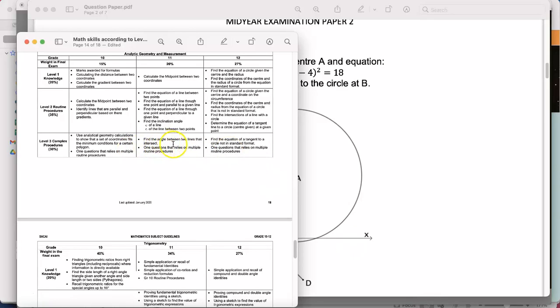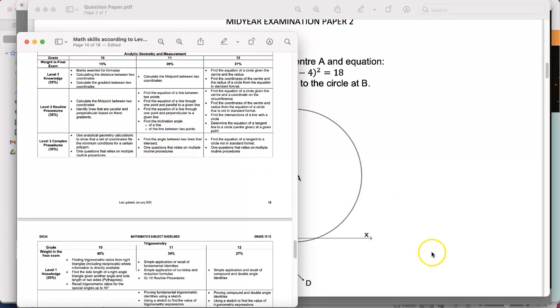Okay, find the angle between two lines that intersect. And again, the same just applies. Level 3 would always be questions that follow one upon another. Just a common stacked question, if I can call it that, is this specific one. A very common stacked question in grade 12 is when you have to find the equation of a tangent line to a circle that is not in standard form.